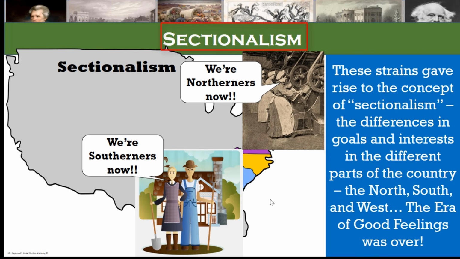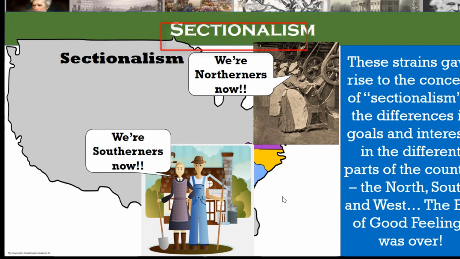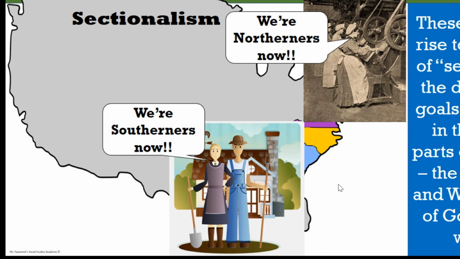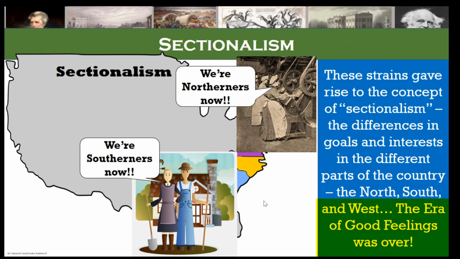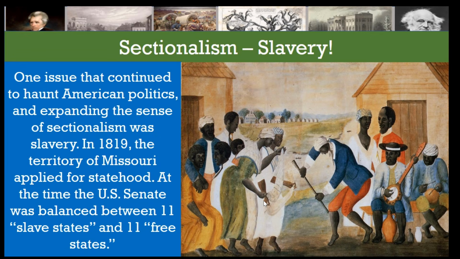Again, this is the differences in goals and interests in the different parts of the country, the North, the South, and increasingly the West. The era of good feelings was coming to an end. One issue that continued to haunt American politics and expanded the sense of sectionalism was slavery.